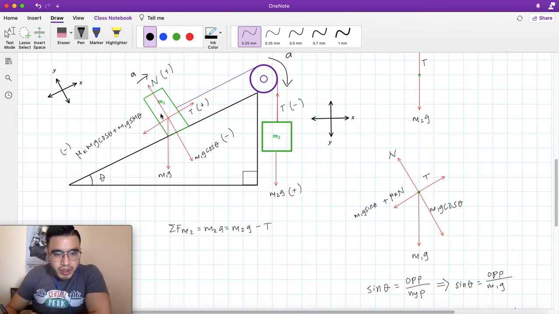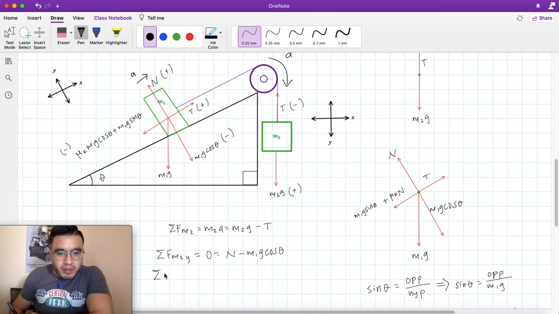Now let's work on the y direction for mass 1. Well, there's no motion, so it's equal to 0, right? Because it's not moving along this plane. So it'll be normal force minus m1g cosine theta. Established as negative.